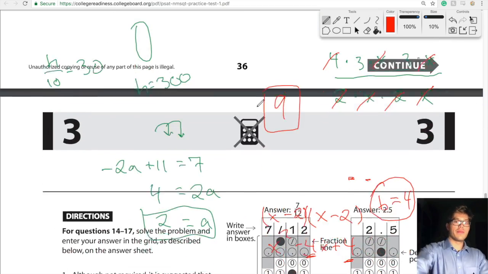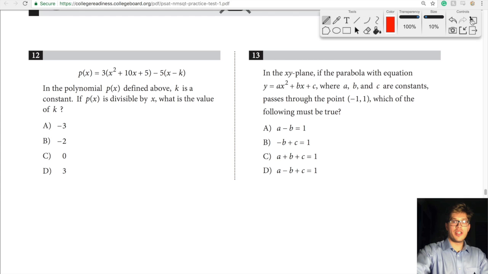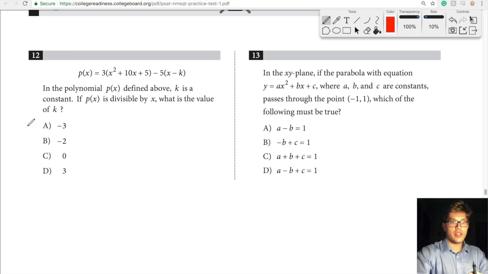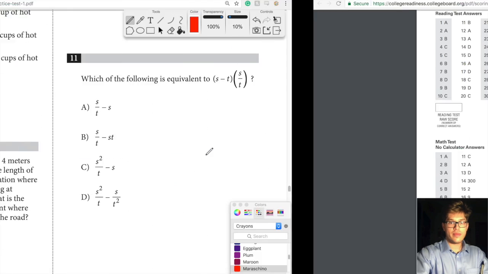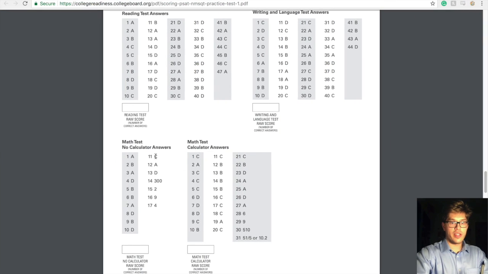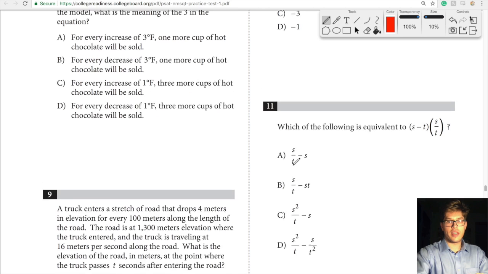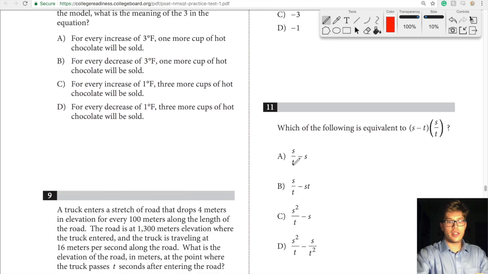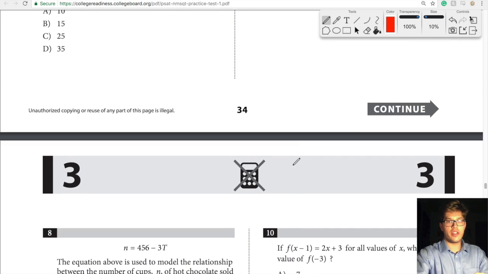Scroll up, scroll up, scroll up. I wish I could scroll faster. All right, clear the board. 13 and 12 are what? D and A. Is that what we said? Yeah, we said D and we said A. Very good. Okay, C, D, B, D. We said C. And then 10. D. Yeah. 9. B. Perfect. And then 8 was D. Very good.